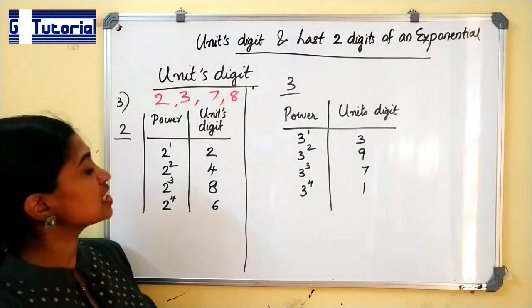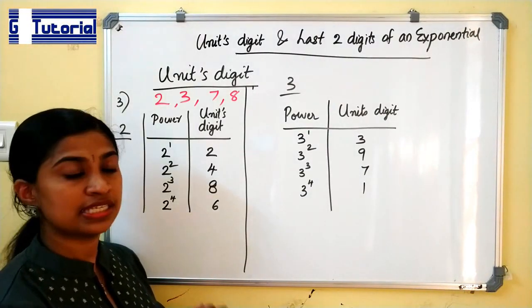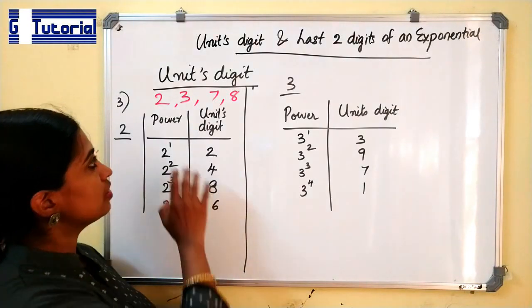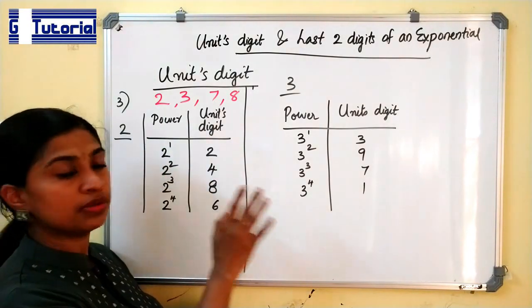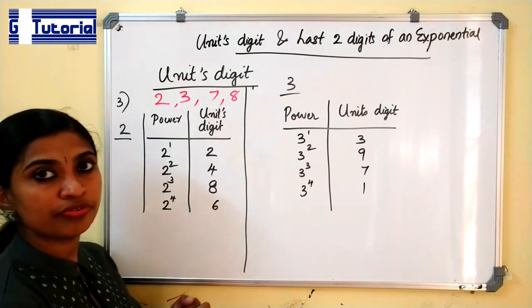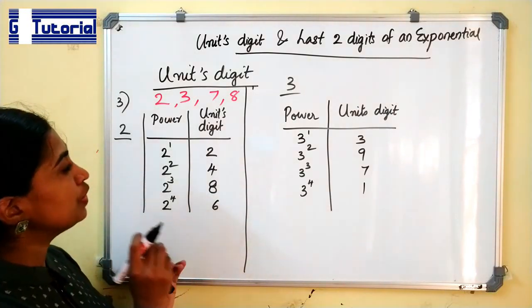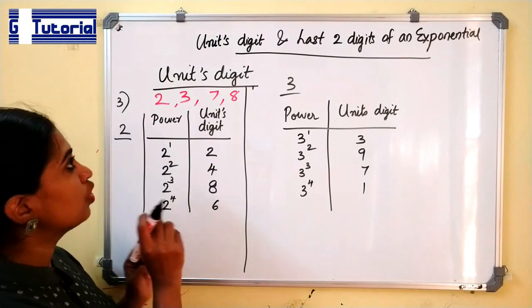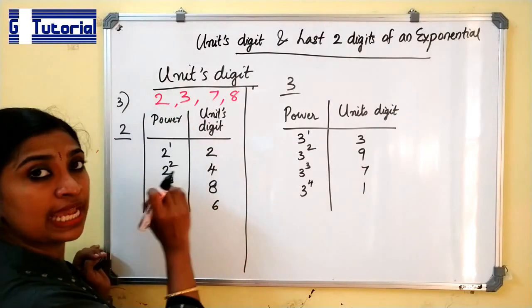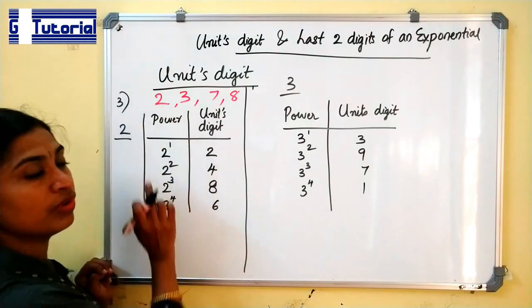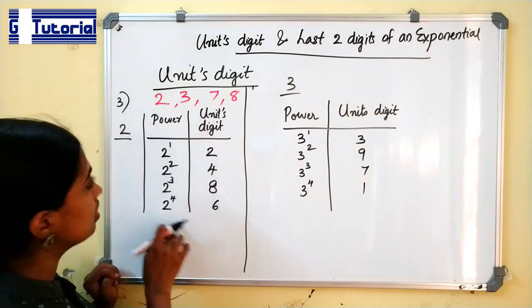Next, let us see the cases of 2, 3, 7 and 8. They all follow the same method. First, let us see the case of 2. For finding the units digit of a number ending with 2, its exponential will be, we have to follow this table.